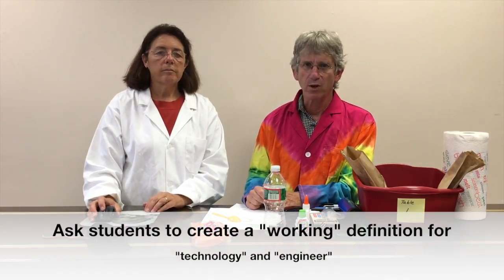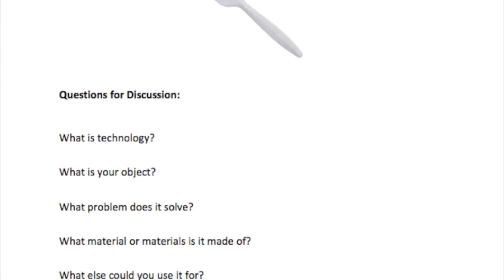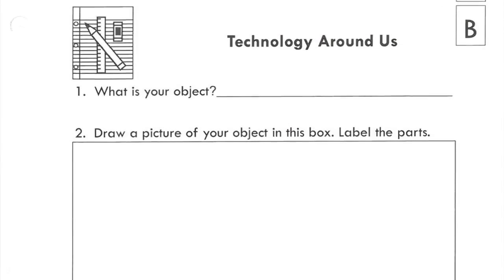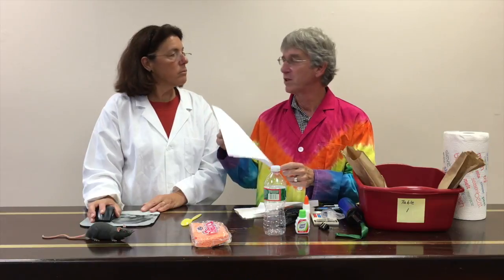So what do you mean by operational definition? Like, how would you do that with students? Together, students create a real working definition that they can all agree on. This is opposed to the teacher giving them a definition. Okay, that makes sense to me. So how do you start the activity? Well, as you can see, there's a list of questions to use as prompts, such as what is technology, what's your object, what problem does it solve. There's also a recording sheet. These documents are available on the Moodle.